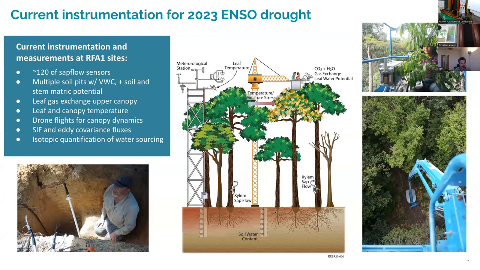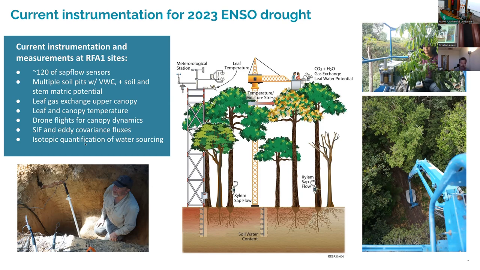We also have just a much greater depth of ecophysiological instrumentation to study this drought. And this is happening right now. In the previous work, we had 4 or 5 sap flow sensors. We have 120 sap flow sensors now. We have multiple soil pits to look at volumetric water content, but also stem matrix potential and soil matrix potential, which is a measure of the difficulty that plants have at extracting water from the soil, measured directly as matrix potential. Leaf gas exchange in the upper canopy, as I mentioned, both from the tower and from this canopy lift, leaf and canopy temperature, drone flights for canopy dynamics, eddy covariance, solar-induced fluorescence.